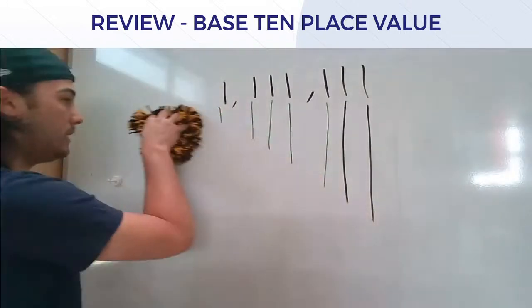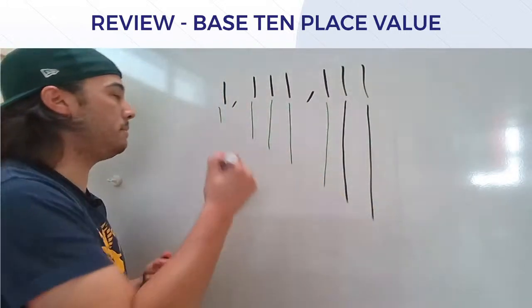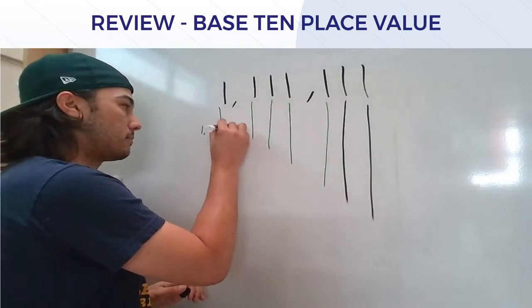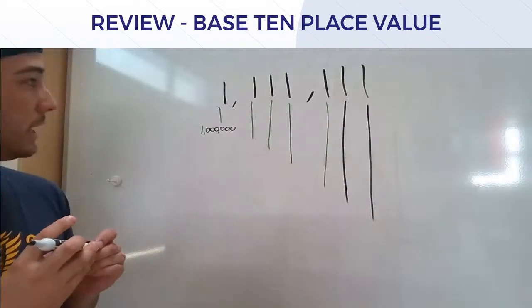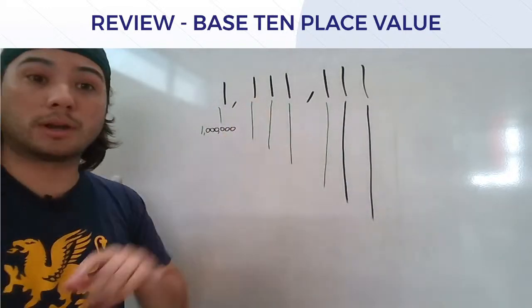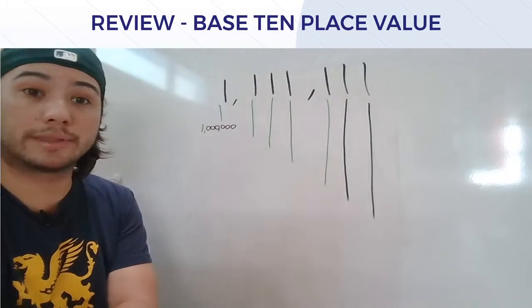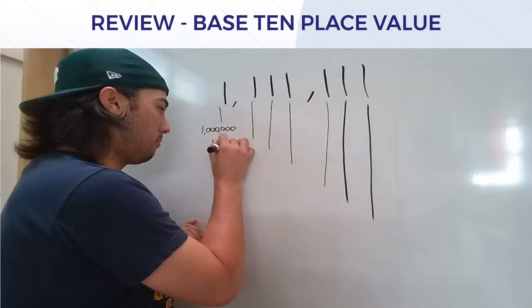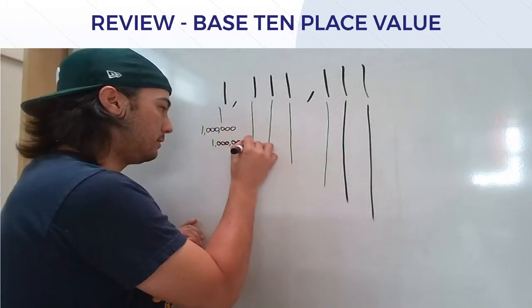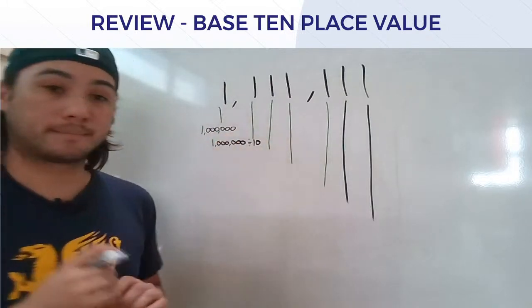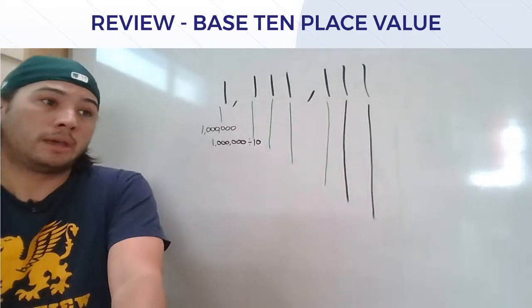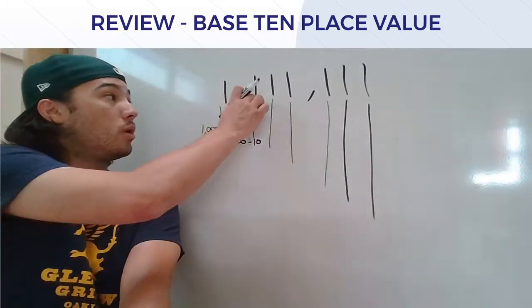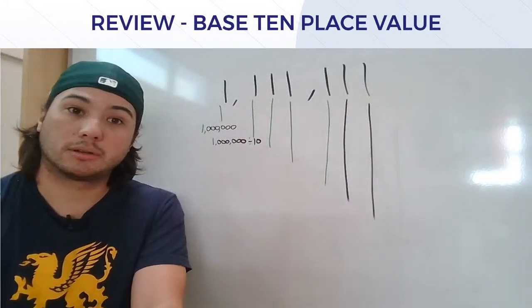So if we were to erase all of these and think about our 1 million over here, this would be 1 million. Moving one place to the right, this value is 100,000. It's a 1 in the 100,000s place. Or we can think about it as 1 million divided by 10. We take our million M&Ms, it's a lot of M&Ms, divided into 10 equal groups. There's going to be 100,000 in each group.